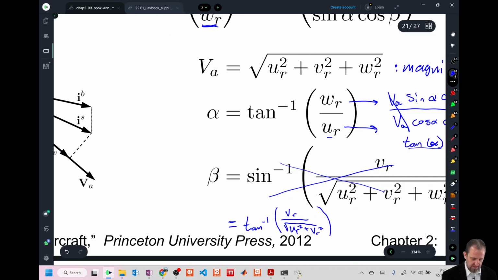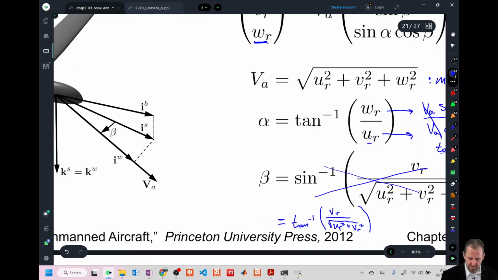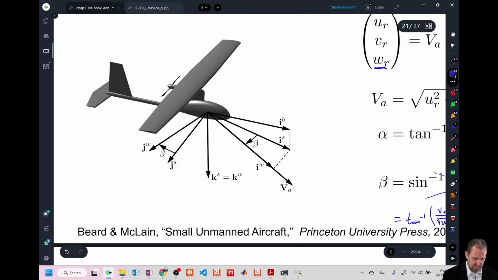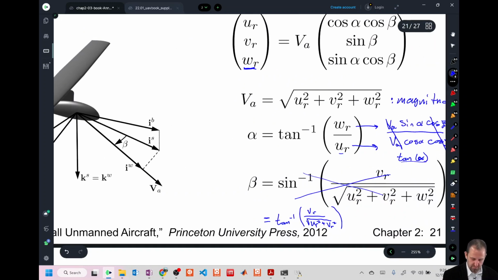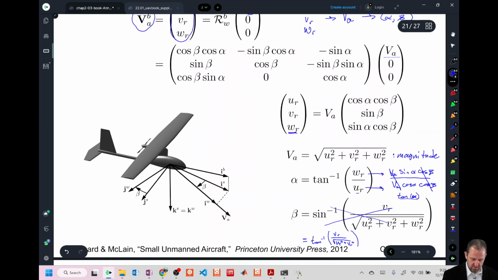Okay, so how do we get that? Really, it's just using trig identities in a very similar fashion. But let's look at this piecewise. At the bottom of it, we have the square root of U sub R squared plus V sub R squared.